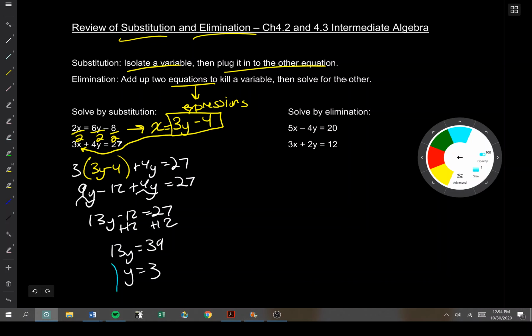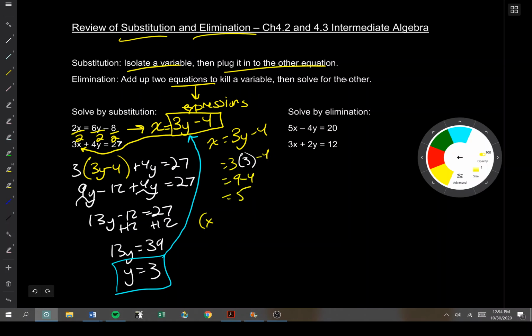Now that I know that y equals 3, I'm going to plug that into this spot up here that I put in that first box. And the boxes are really helpful because they help me see where the right place to plug things in is. x equals 3y minus 4, but I know that y is 3. So x equals 5. My solution is the point (5, 3). x is 5, y is 3.